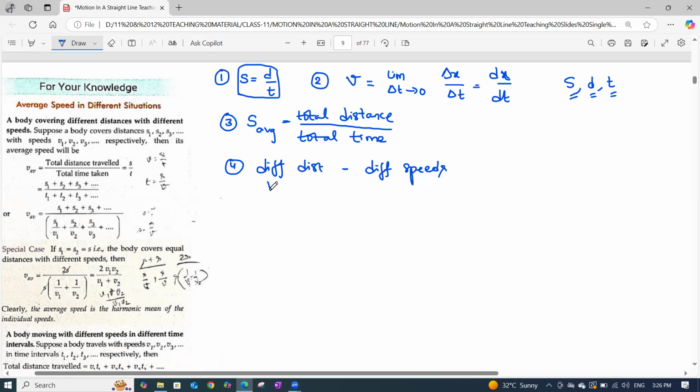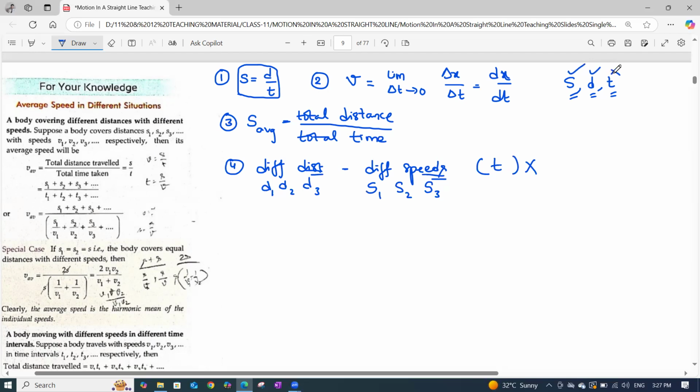For example, a body is traveling distances d1, d2, d3 with different speeds. It travels d1 distance with s1 speed, d2 distance with s2 speed, and d3 distance with s3 speed. So these are distances, these are speeds. Here, what is not mentioned? Time is not mentioned. Speed is mentioned, distance is mentioned, and time is not mentioned.